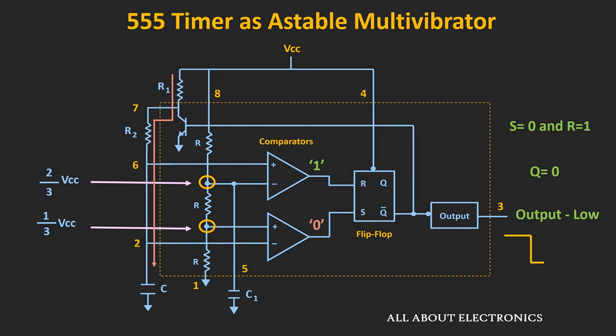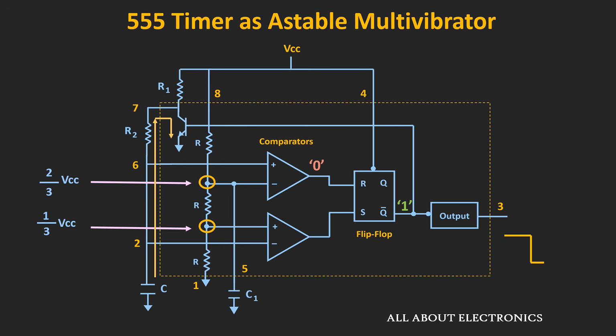Now whenever this Q is equal to 0, at that time the value of Q bar will be equal to 1. So now this transistor will become on, and once this transistor becomes on, this capacitor C1 will start discharging through this transistor, and gradually the voltage across this capacitor will start reducing. As soon as the voltage goes below the 2/3 VCC voltage, the output of the first comparator will become logic 0, because at that time the voltage at pin number 6 is less than the reference voltage.